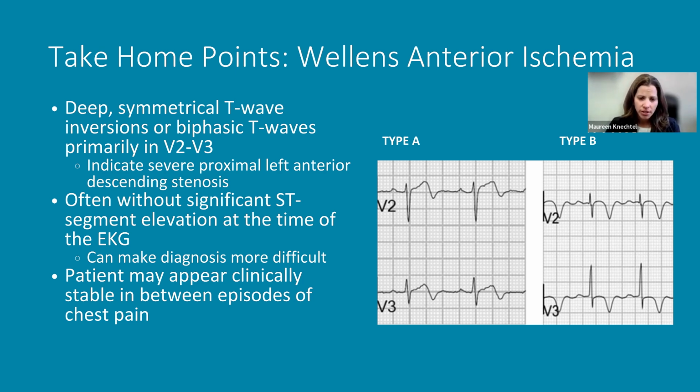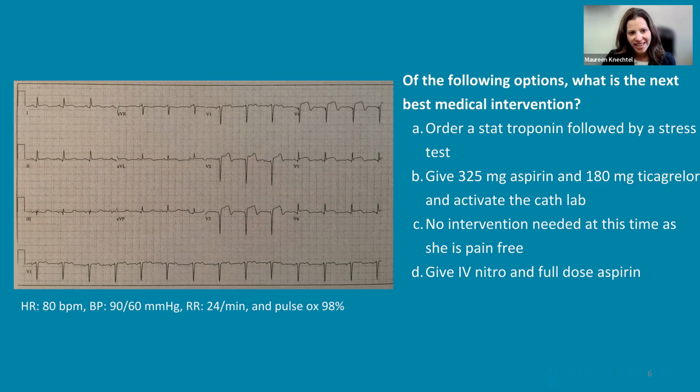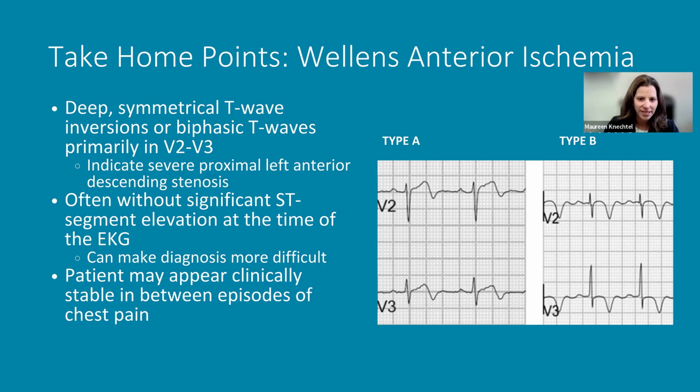When we think about the evaluation of patients, this is one of those high risk EKG findings, and I would classify this as a can't miss EKG. You might think, well, why not nitro? Why can't we give nitro? Looking at the whole clinical scenario, the patient is relatively hypotensive given the presentation. If we were to do a stress test on this person, we could potentially have a really bad outcome. We wouldn't want to do that. So giving them initial antiplatelet therapy and activating the cath lab is going to result in a good outcome for your patient. Wellens anterior ischemia, one of those can't miss EKGs.